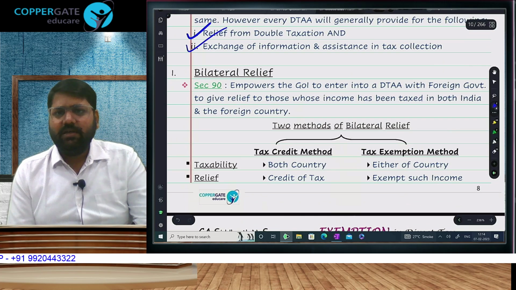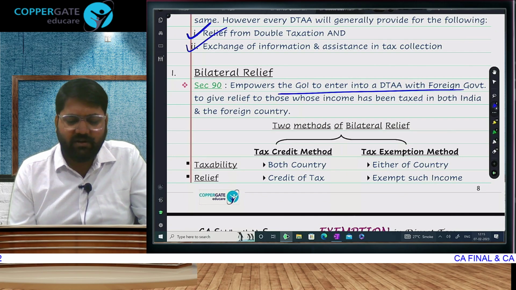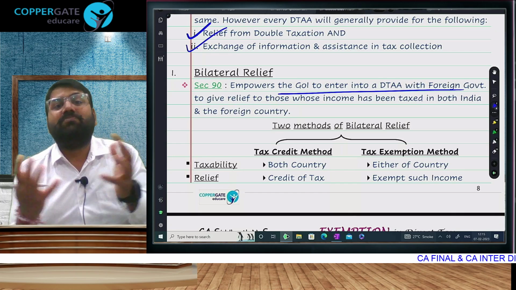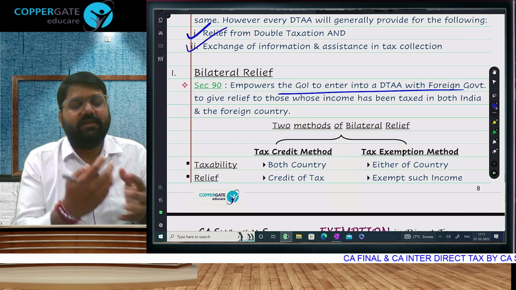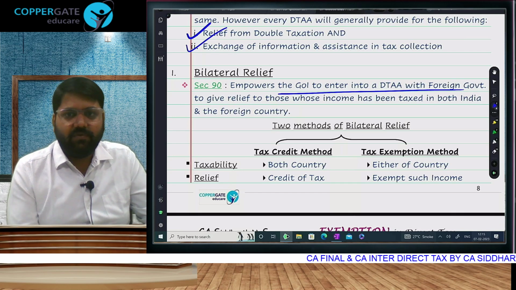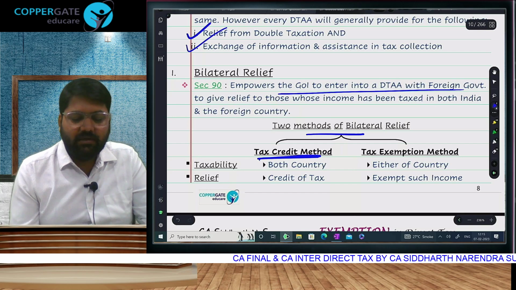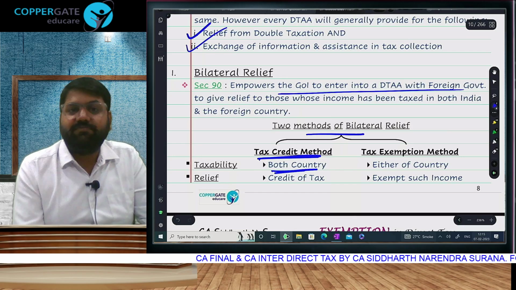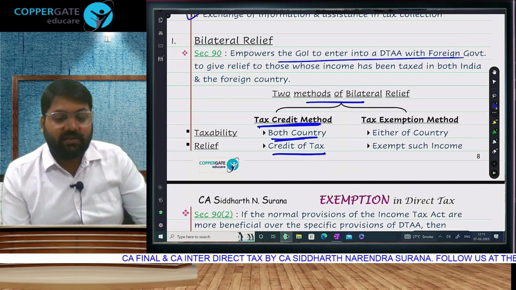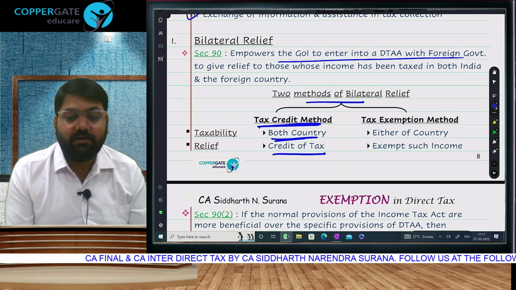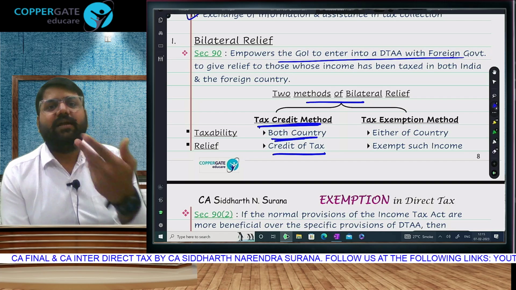Let's discuss what is bilateral relief. Under section 90, the government of India will enter into a DTAA with a foreign government to give relief, where juridical double taxation means one country has applied the residence principle, the other country has applied the source principle. So we will give you relief, where there are two methods of giving relief. There is a method called the tax credit method, where both countries will take tax, but one will give you credit of the tax that you have paid in the other. Meaning, if we take the India New Zealand example, New Zealand will also take tax, India will also take tax. But New Zealand is saying, I will give you credit.